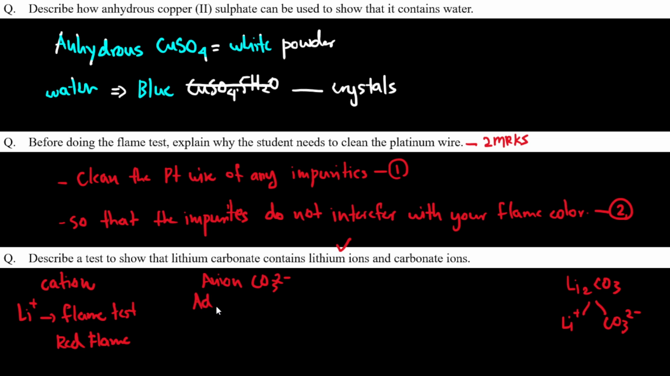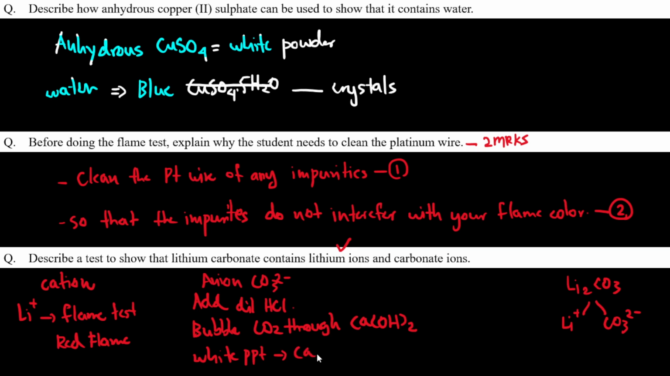You're going to add dilute hydrochloric acid first to remove any impurities, and afterwards you will bubble your carbon dioxide gas through your calcium hydroxide, which is your lime water, and if it forms a white precipitate, you know that this is calcium carbonate. Your white precipitate will be calcium carbonate. If you know that you have a white precipitate, you know that you have your carbonate ions.